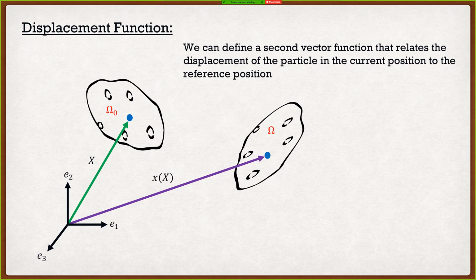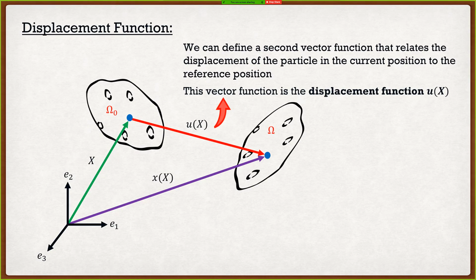All right, so we have a second vector function that relates the displacement of the particle in the current position to the reference configuration. So you guys may be saying, Clayton, that's a bunch of words. I don't like words. Just show me what that means. Well, I'm saying I can define a third vector that goes directly from the point in the reference configuration all the way over to the point in the deformed configuration. Now, what we do is we call this vector u, which is called the displacement function.